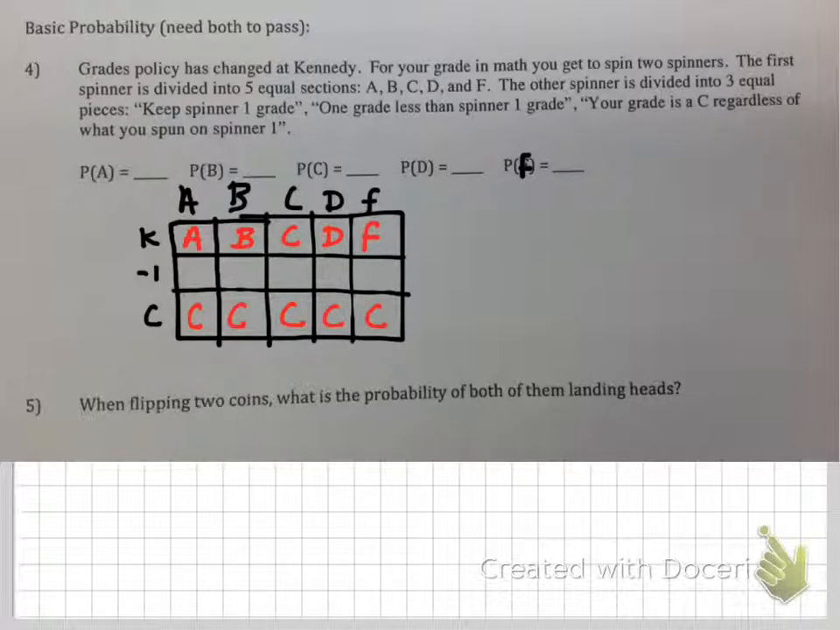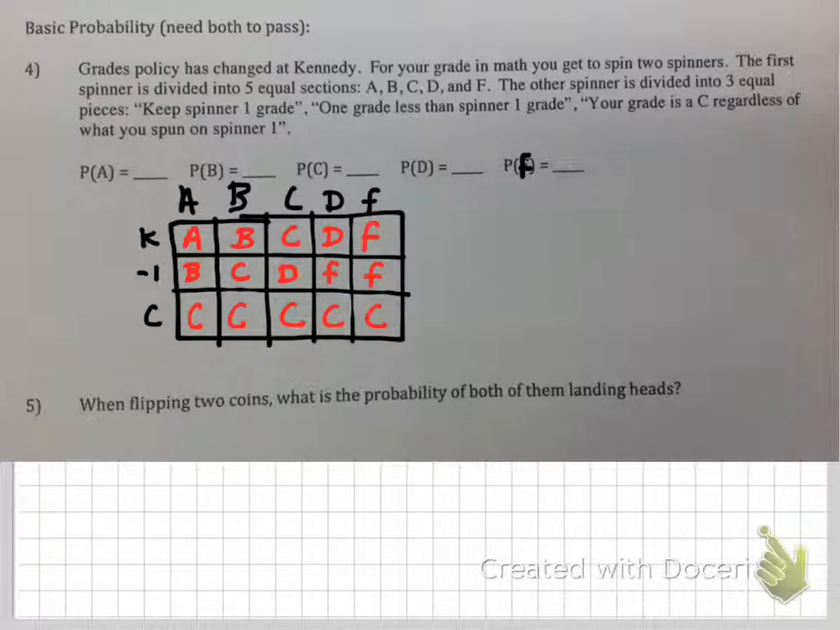So if I spin an A on my first one, I get to subtract the grade, so that'd be a B. If I get a B on the first spinner, I subtract 1, that'd be a C. If I get a C on the first one, I subtract 1, that'd be a D. If I get a D on the first one, I'd subtract 1, that'd be an F. And if I get an F on the first one, I'd have to go 1 grade lower. Well, you can't get any lower than an F, so I guess that would have to stay as an F. So now I can fill in my probabilities.